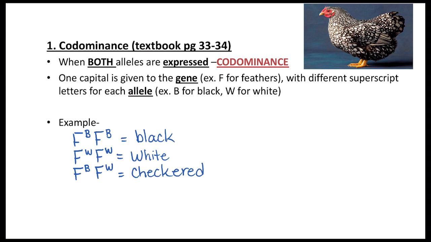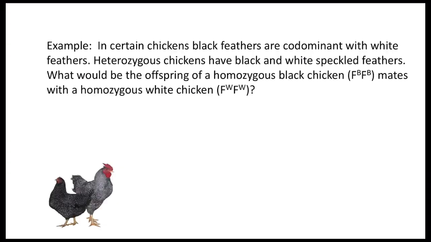So this is not the case for all chickens, but it is for this particular type. An example here, in certain chickens, black feathers are codominant with white feathers. Heterozygous chickens have black and white speckled feathers. What would be the offspring of a homozygous black chicken, F^B F^B, mates with a homozygous white chicken, F^W F^W? So we've written out our cross. So F^B crossed with F^W.